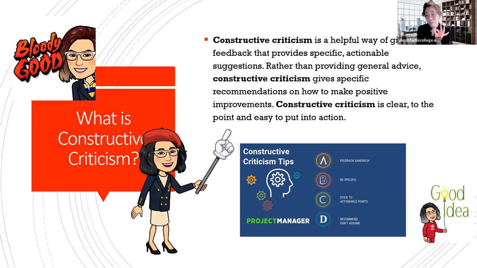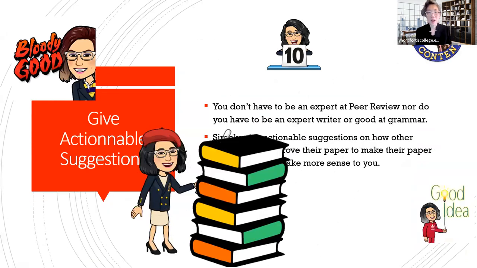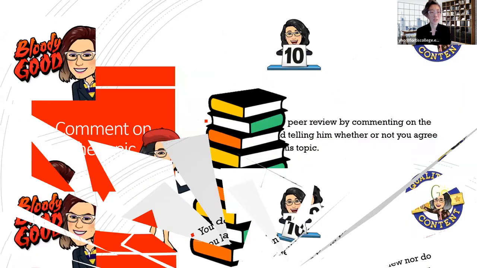So you could do that. You could give the appreciation feedback. Then you write about, you need to improve this, this, and this. And then you give another positive, something positive about it, but overall, because I do that all the time. Overall, great job, good job, so-so job. Although I haven't had to say so-so job in a long time. As the last, so be specific, stick to actionable points, and recommend, don't assume. You don't have to be an expert. Okay, we did this. Simply give actionable suggestions.